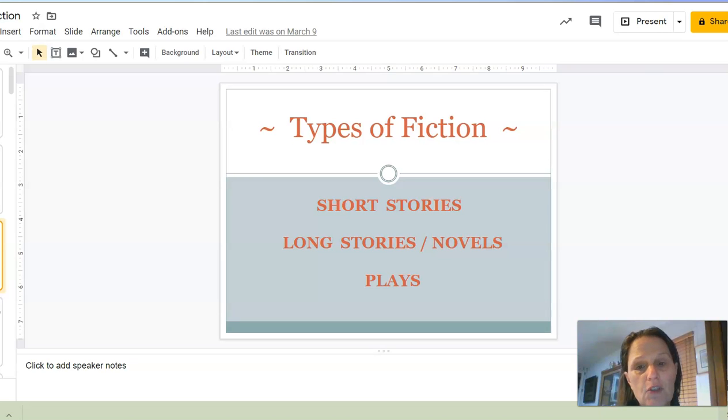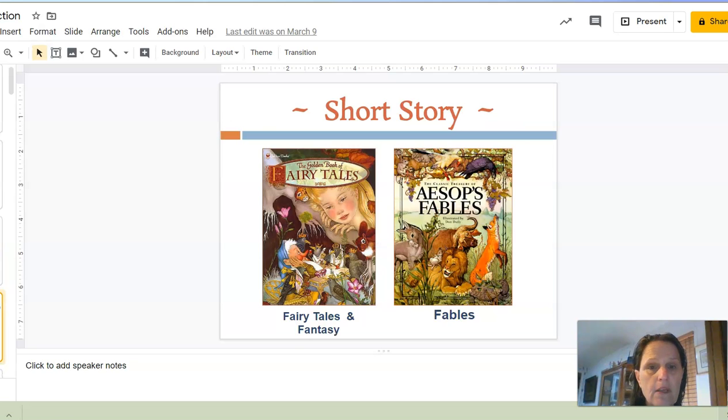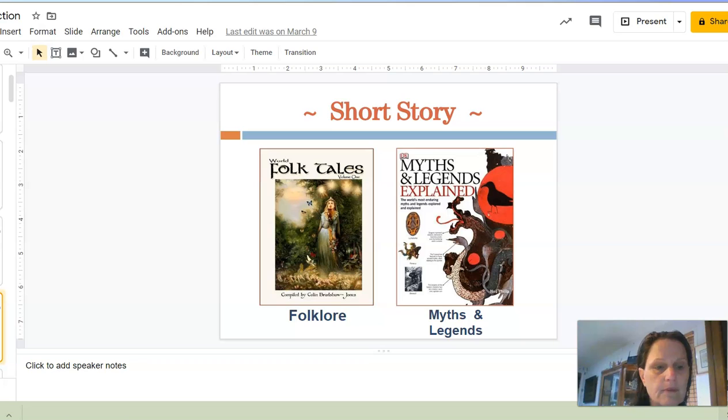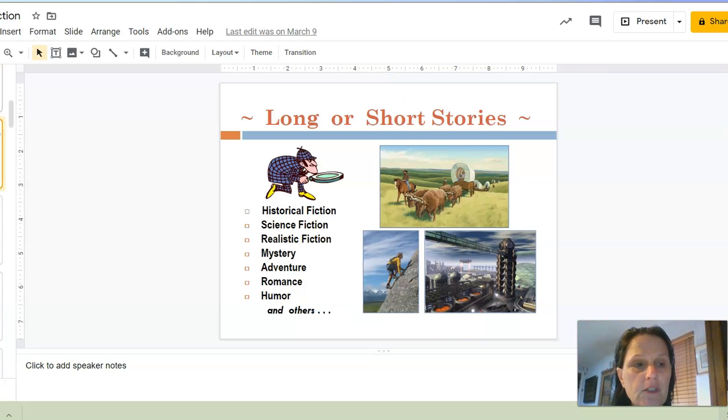Different types of fiction. There's short stories, there's novels, there's plays. Remember drama? That's considered fiction in the genre of fiction. There are short stories such as Aesop's Fables, the little fairy tale books. All of those are different types of fiction, but they fall under a different heading of fairy tales, fantasy. Remember, we've got folk tales, myths, legends, those kinds of things. Those are all types of fiction. More short stories, folklore, myths, and legends, which I've already mentioned. Again, all different types of fiction.